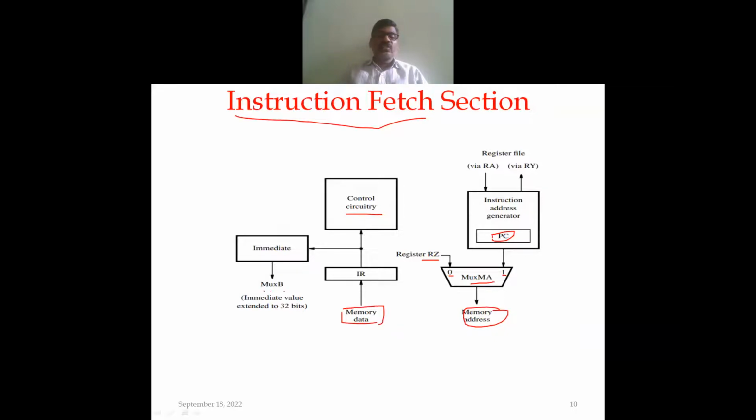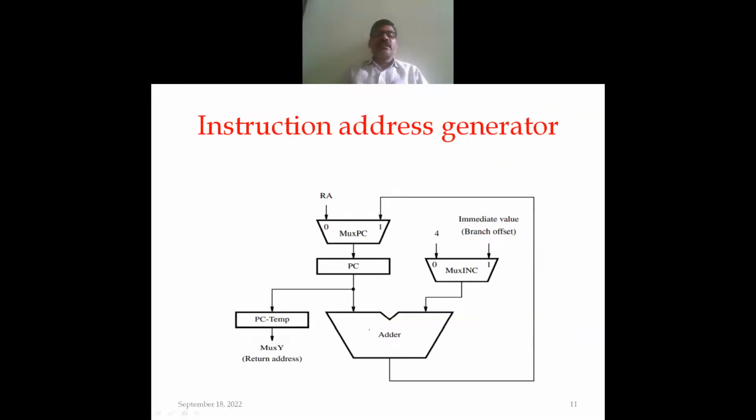So the mux B, with the immediate value extended to 32 bits here, then the control circuit will make use of the instruction register, and it can perform the instruction decoding, and based on that, it is able to generate the next instruction address. And this is the circuit for the instruction address generator, which we can call it here.